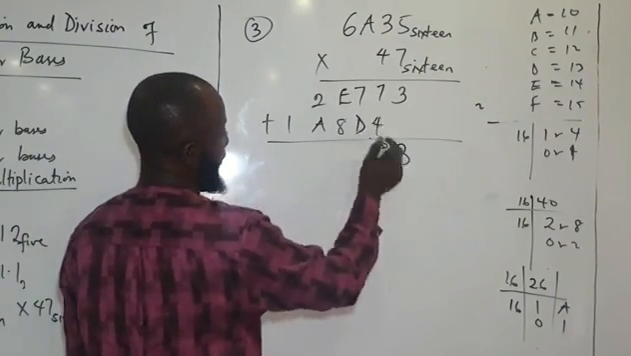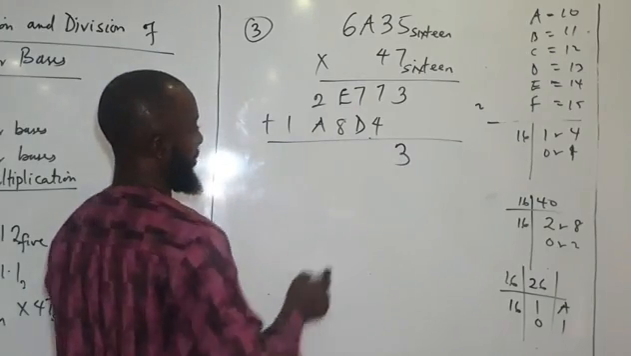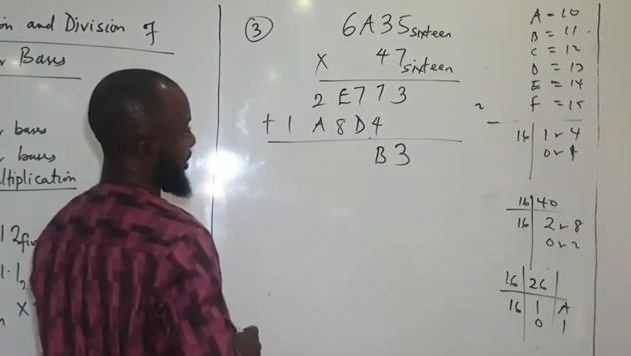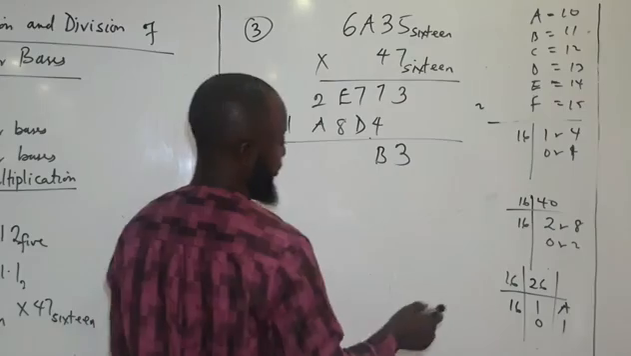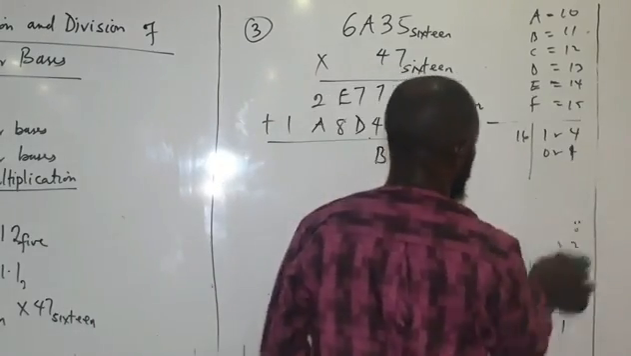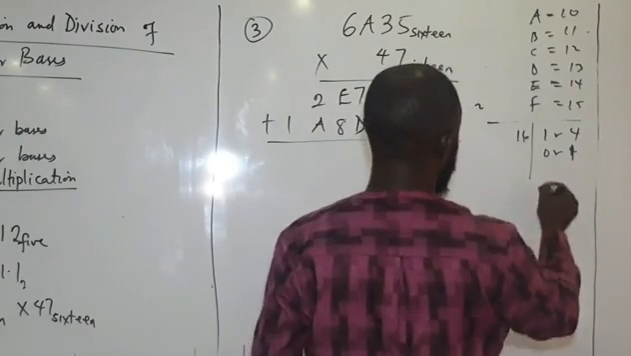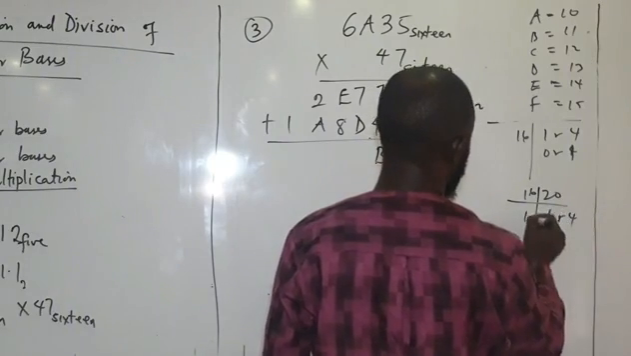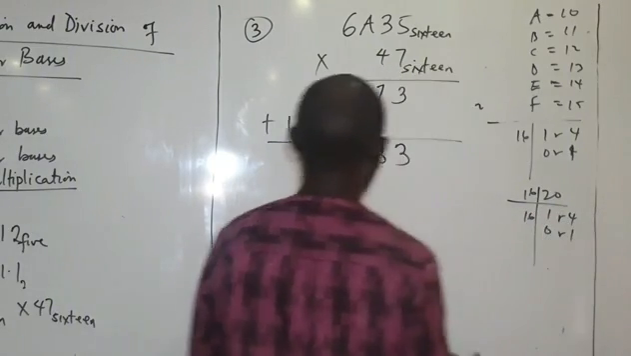Then 7 plus 4, that is what? 11. That is B. 7 plus D, which is 13. That is 20. So we change 20 to base 16. 20 to 16. That is 1 remainder 4. 0 remainder 1. That is 4.